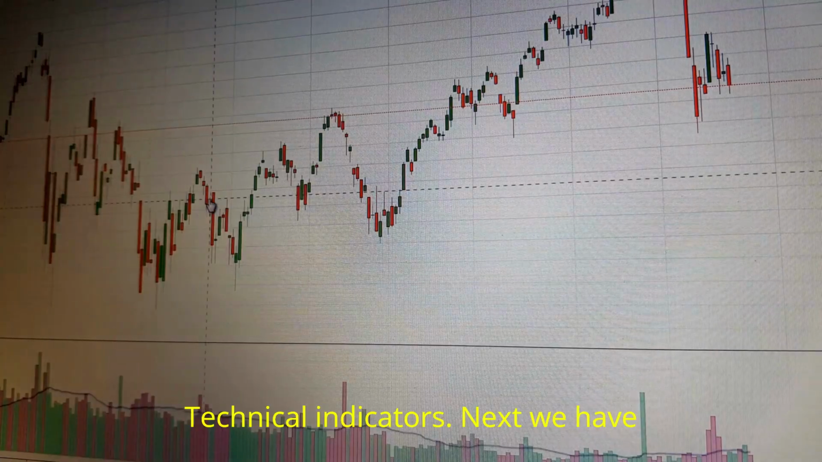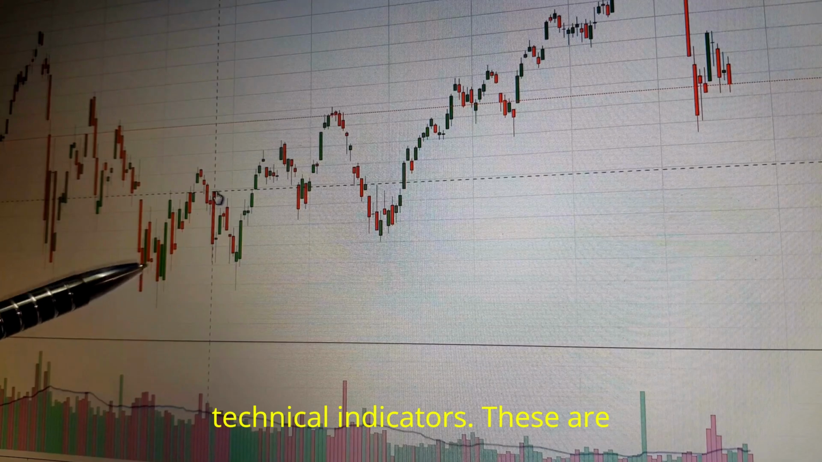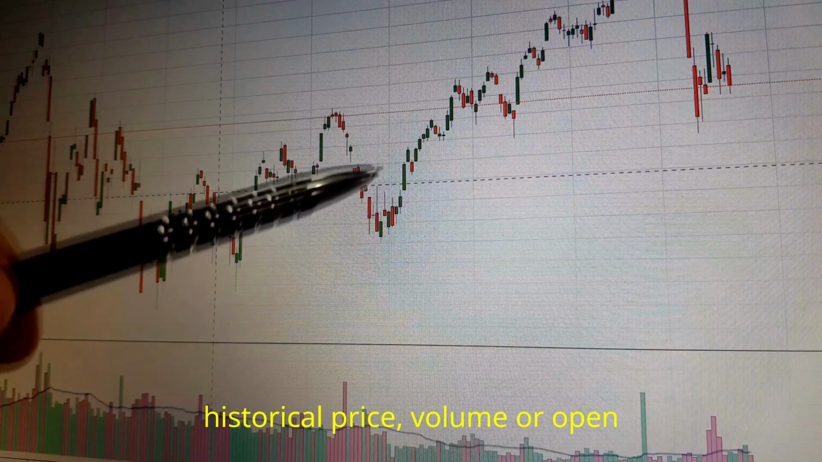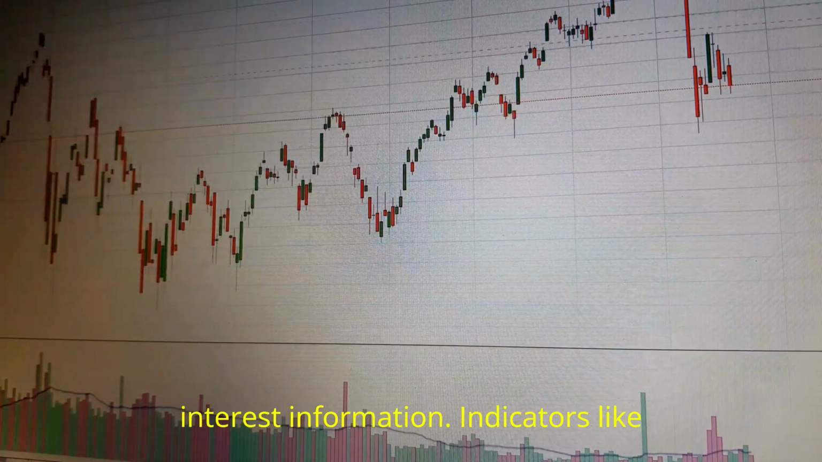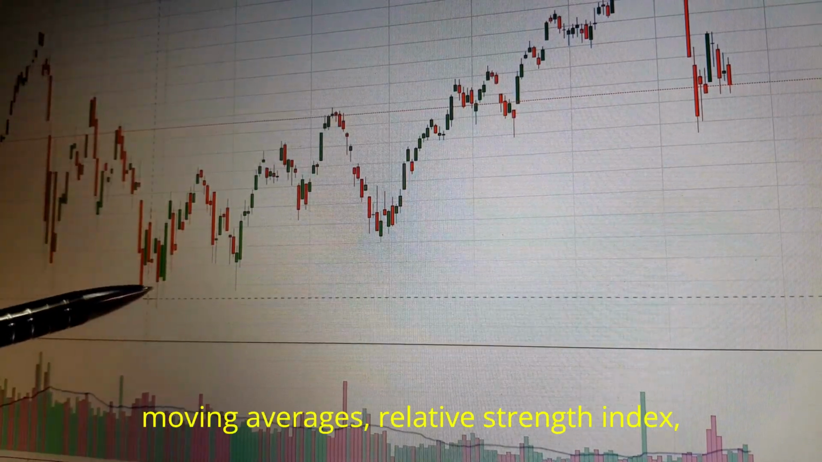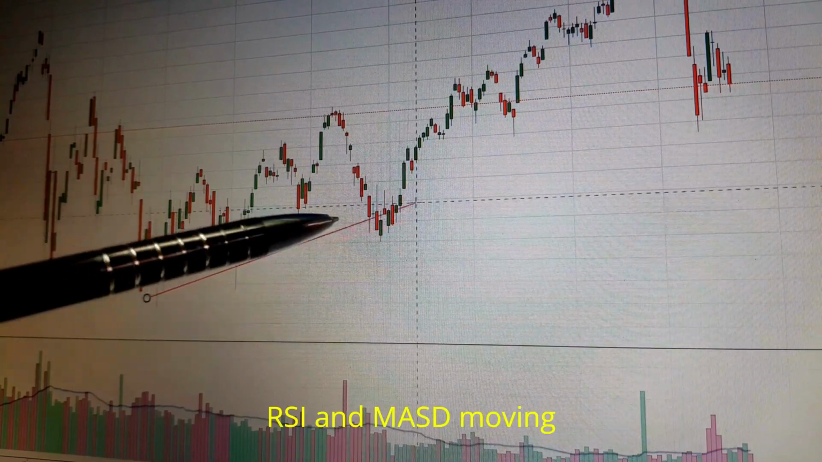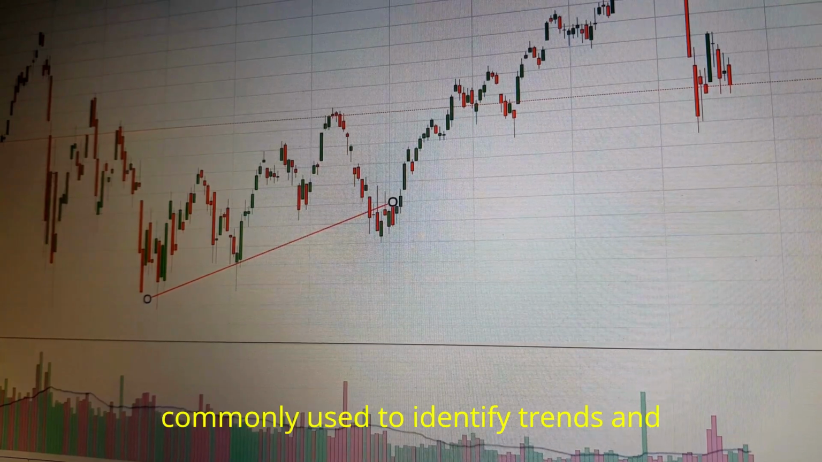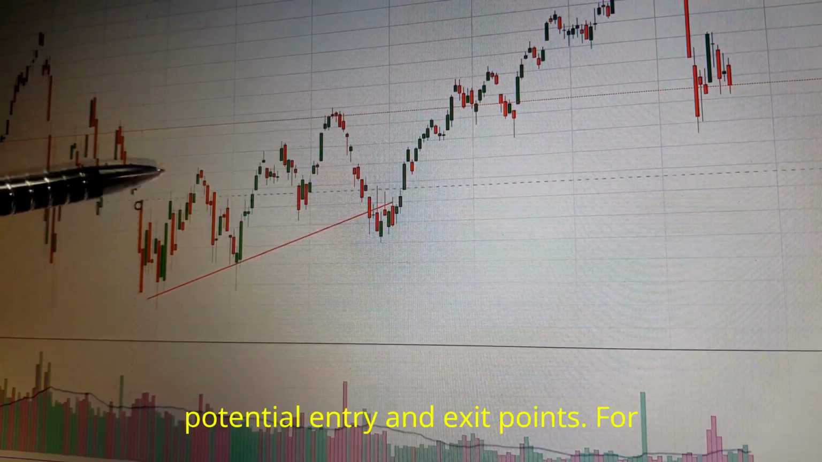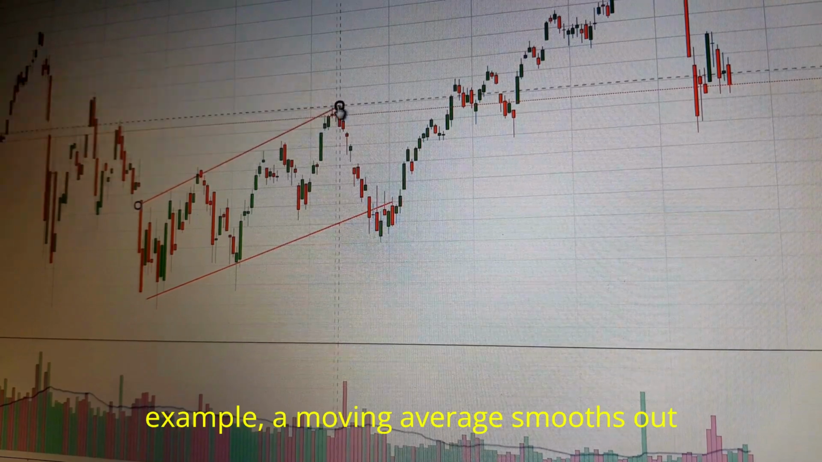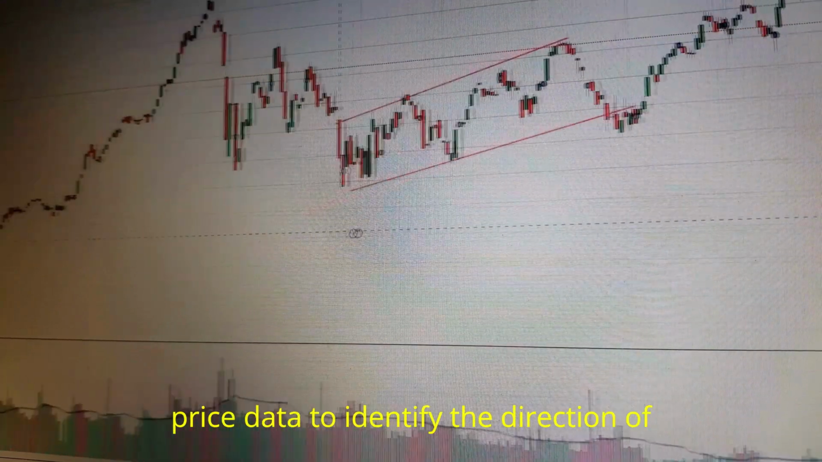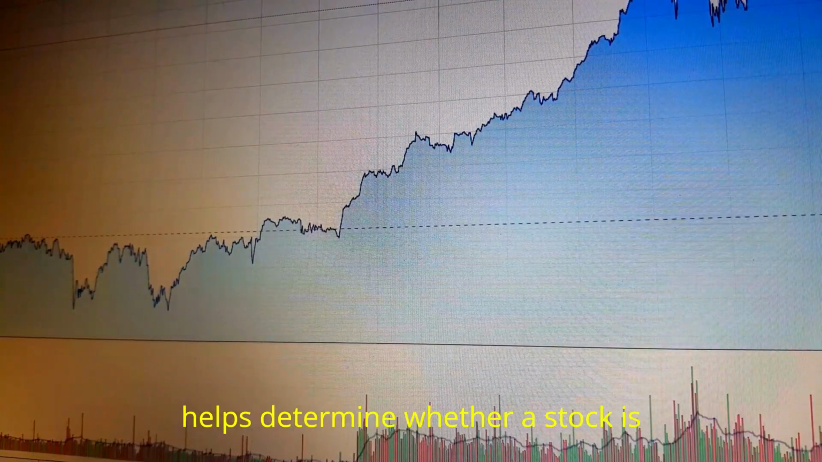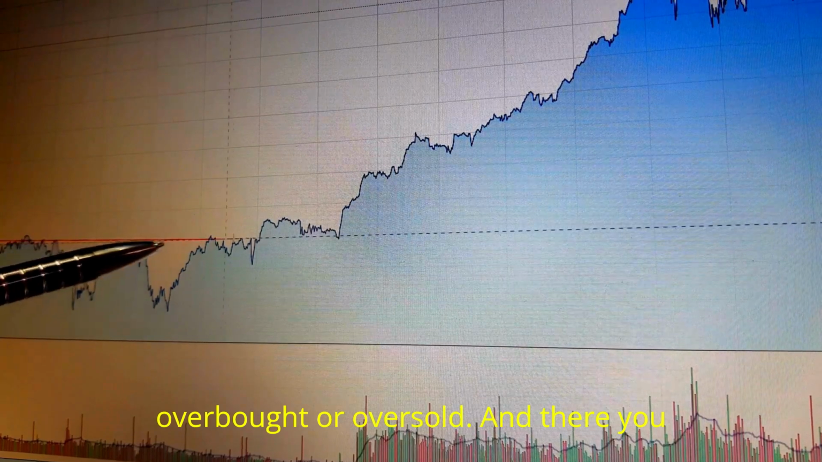Technical indicators. Next, we have technical indicators. These are mathematical calculations based on historical price, volume, or open interest information. Indicators like moving averages, relative strength index (RSI), and MACD (moving average convergence divergence) are commonly used to identify trends and potential entry and exit points. For example, a moving average smooths out price data to identify the direction of the trend. The RSI, on the other hand, helps determine whether a stock is overbought or oversold.